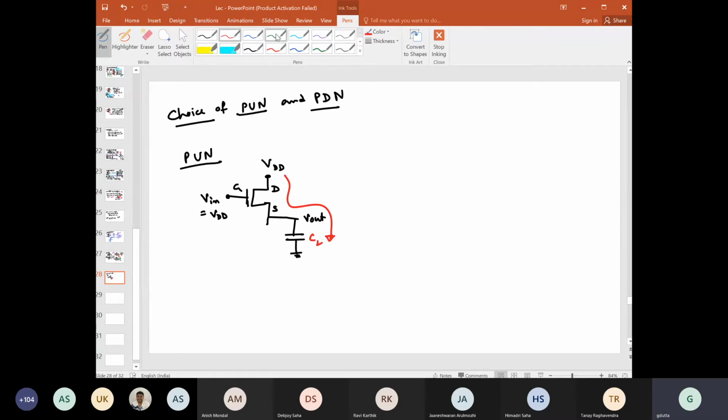The answer is, please think carefully, no, because it is charging, so the potential across the CL is increasing, and it will keep on increasing. But suppose it has reached up to VDD minus VTH. Now to increase it a little bit more, to keep this transistor on, at least the VTH drop has to be there between gate and source.